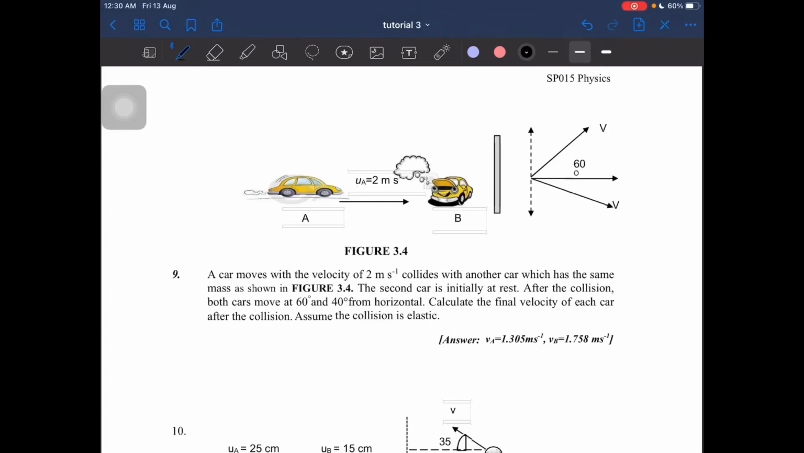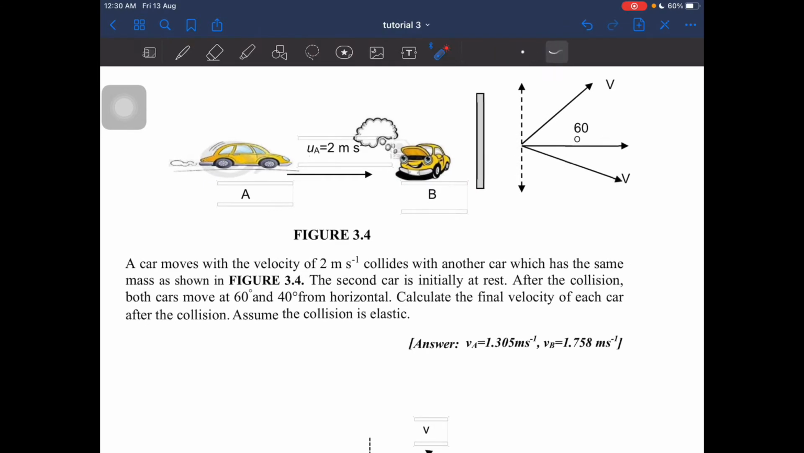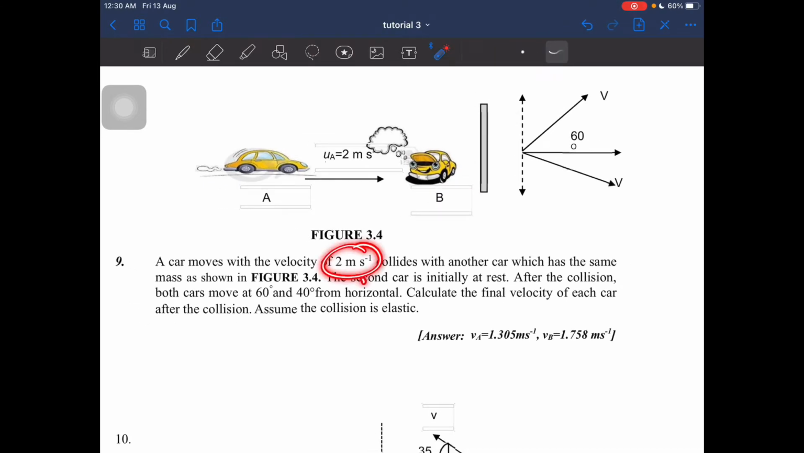Right, question 9. Second last question. A car moves with the velocity of 2 meters per second, collides with another car, which is this one. Both have the same mass, and the second car is initially at rest. After the collision, both cars move at 60 and 40 degrees.